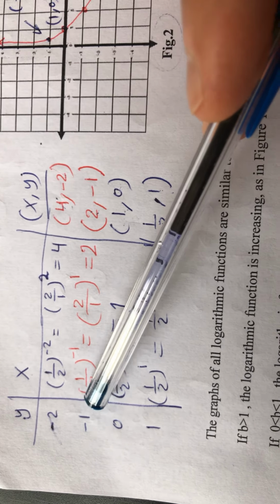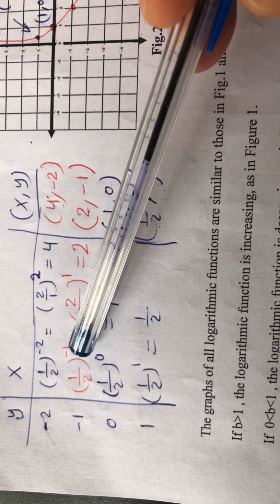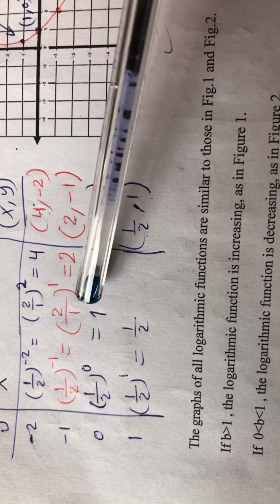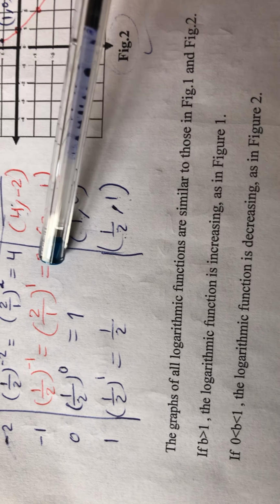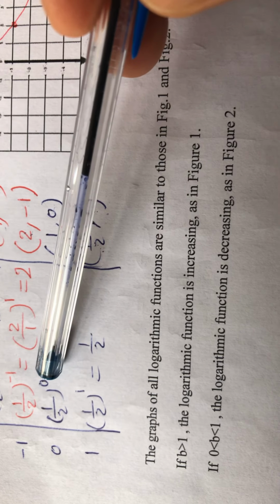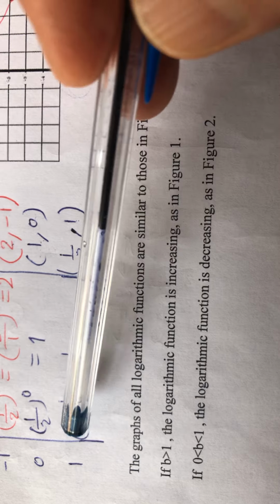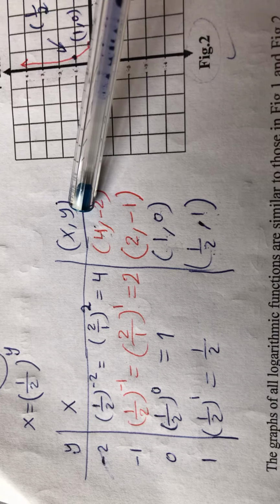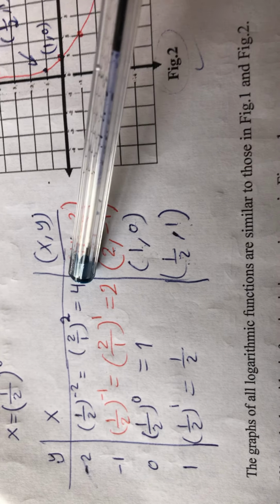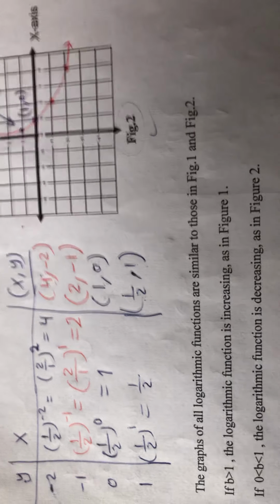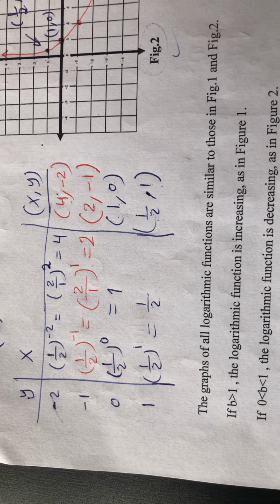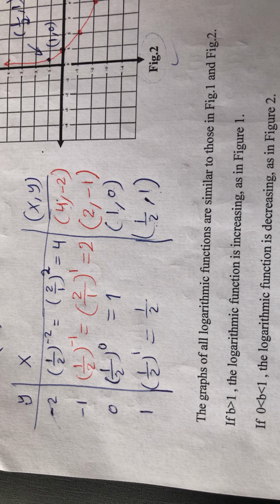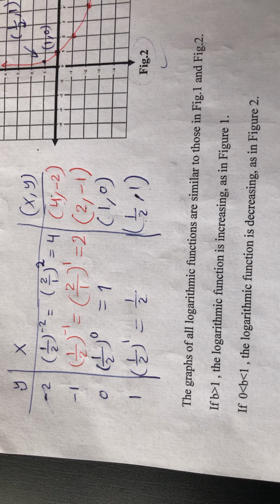If y equals -1, we have 1/2 to the -1, which equals 2 over 1 to the power 1. 2 over 1 is 2, to the power 1 is 2. 1/2 to the power 0, any number to the power 0 equals 1. Then 1/2 to the power 1 equals 1/2. So now write the ordered pairs x, y. First x is 4, y is -2. So 4, -2. The second ordered pair, x is 2, y equals -1. So 2, -1. And so on. Now graph these ordered pairs in the plane.